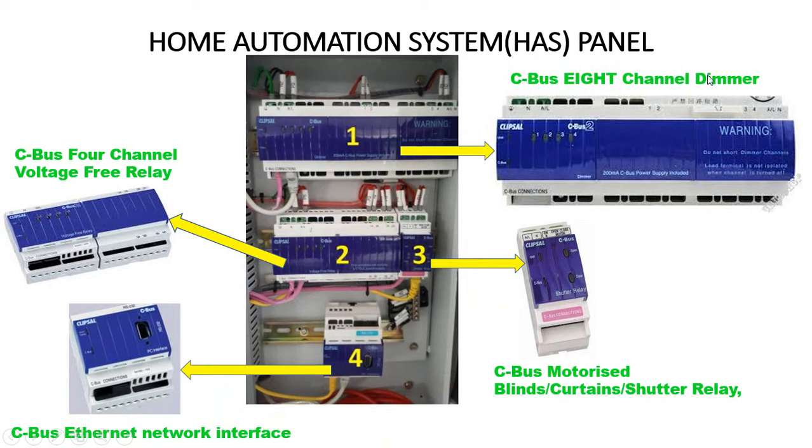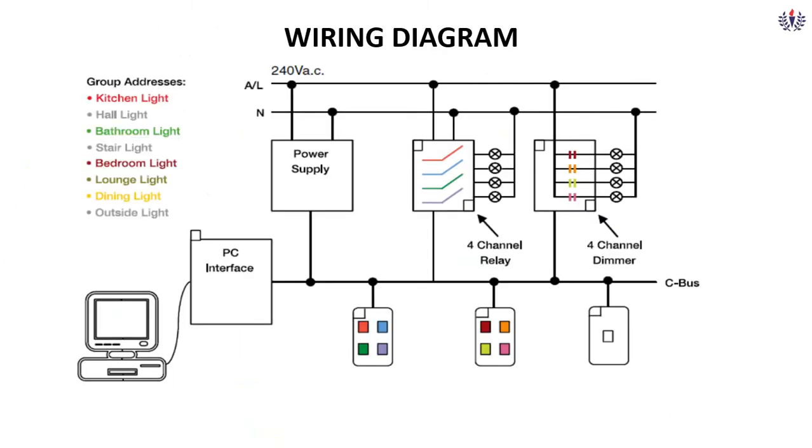So this is mainly connected with the dimming LEDs, and this is connected with non-dimming LEDs, which is only meant for switching on and off, and this is meant for controlling the curtains or motor control also. So this is the communication between the workbench as well as the computer. So this is the wiring.